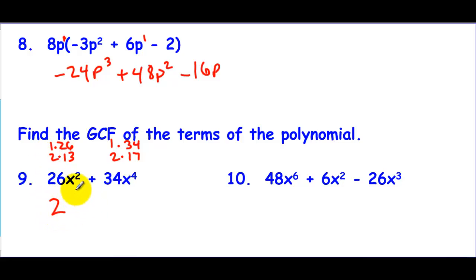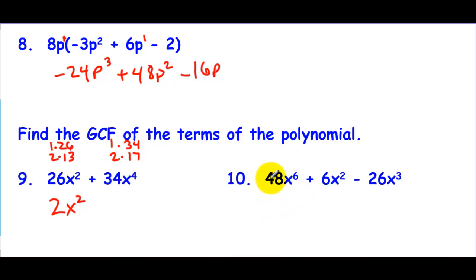So I'd say 2. And then when I'm looking at the variables, we said they have x's in common, so there's definitely going to be an x here. And now the question really is how many. So I'm going to say, well, this one has 2, this one has 4. They only have 2 in common because I run out at 2 in this first expression. So I'd say GCF is 2x squared, and that's all we have to write for this one because that's all they asked about.